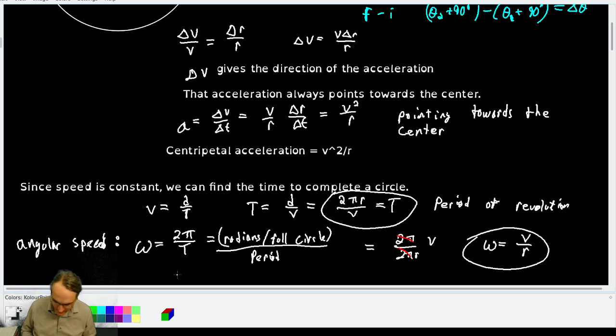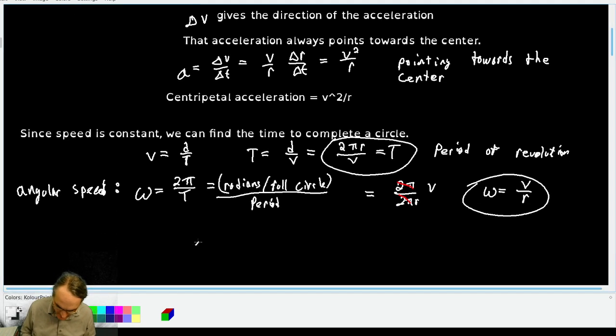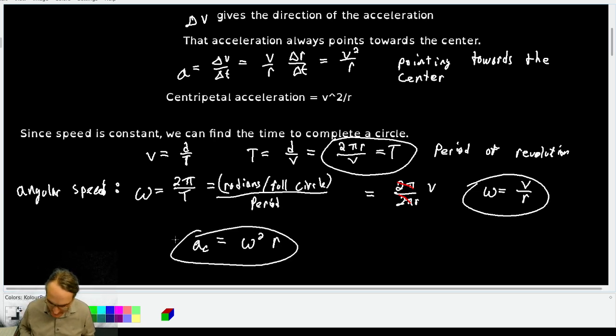This gives us the second way of writing the centripetal acceleration. We can just say the centripetal acceleration would be omega squared times r, because that would be v squared over r squared times r. So that's the second way of writing centripetal acceleration, but there is r first.